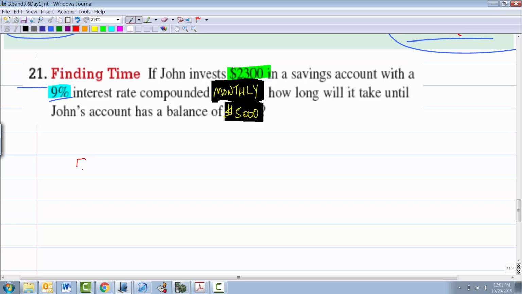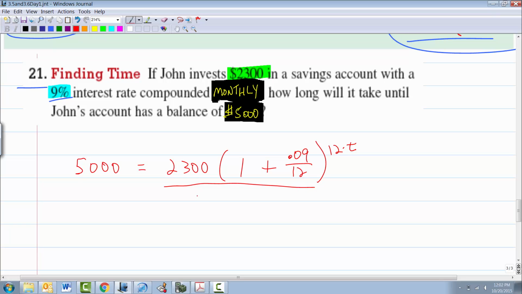Well, 5,000 is the new amount. We're running out of time. 2,300 is the principal times 1 plus the rate, 0.09, divided by monthly is how many times? So you get 1/12 of 9%, 12 times a year. So that's why those both go there, if that makes sense for you. But then, I don't know how long this will take, so that's the unknown. So what do I have to do in order to solve this? But not yet. What does that word or symbol or sound mean?